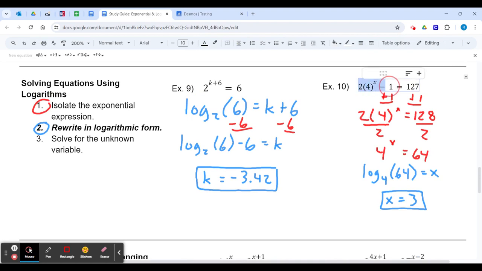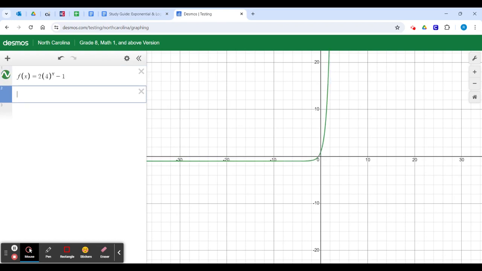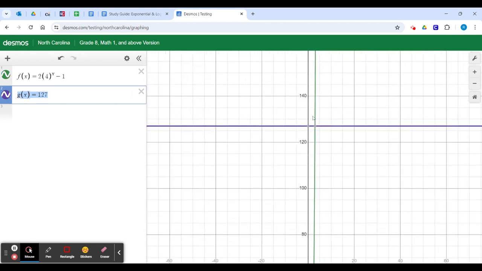So the left side of my equation for 10 is 2 times 4 to the x minus 1. So f of x equals 2 times 4 to the x minus 1. And the right side of my equation there is 127. So I plug that in, and I might need to zoom out quite a ways to hit this because I know that line, that second equation, is going to be at 127. Zoom out, find that intersection.